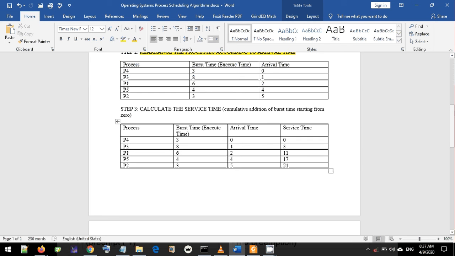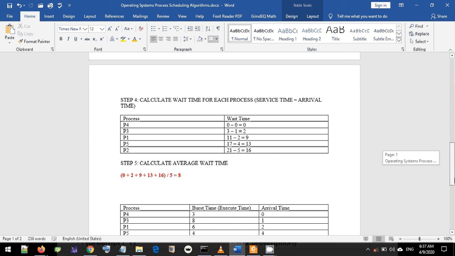Let's go over it again. We start by putting 0, and then we add 3 to 0 to give us 3. We add 8 to 3 to give us 11. We add 6 to 11 to give us 17. We add 4 to 17 to give us 21. Or better still, we could put 0, and 3 plus 0 gives us 3, 8 plus 3 gives us 11, 6 plus 8 plus 3 gives us 17, and 4 plus 6 plus 8 plus 3 gives us 21. That is the service time.